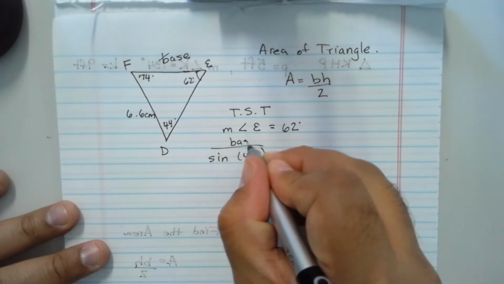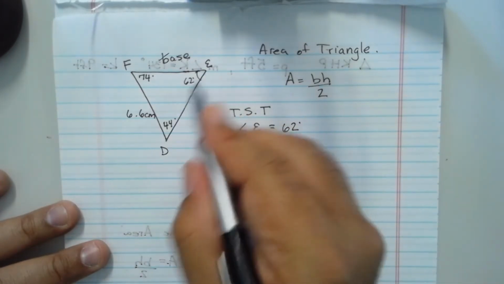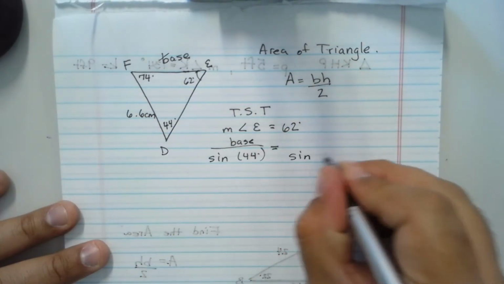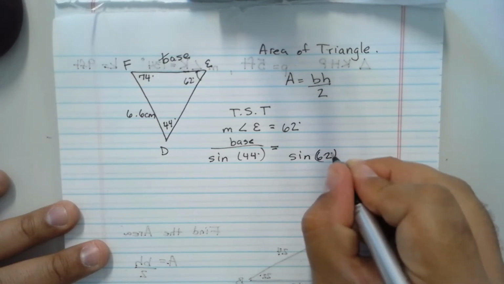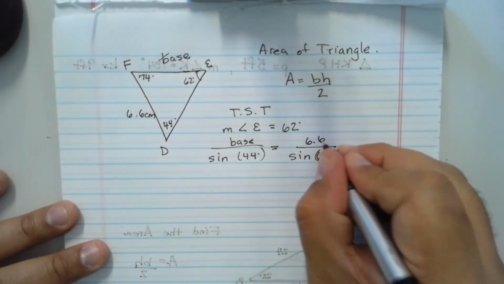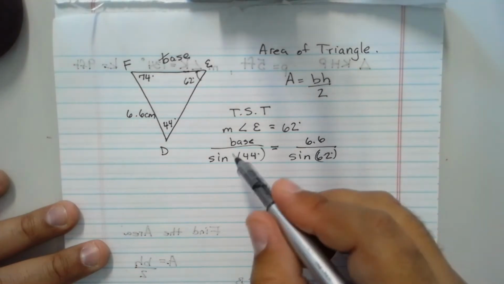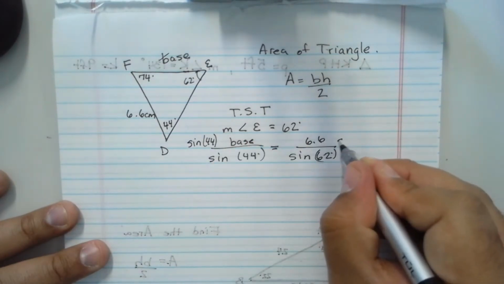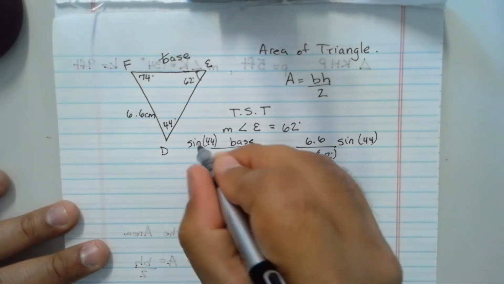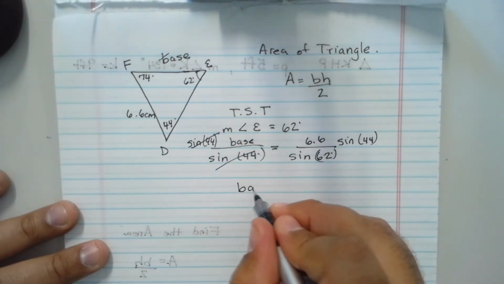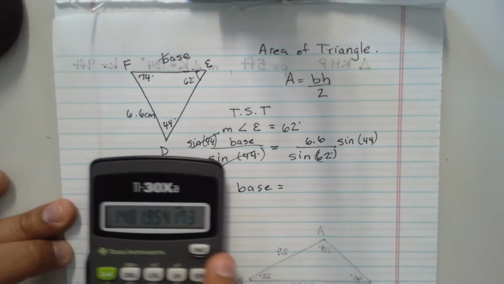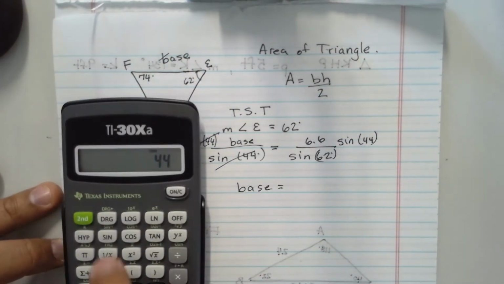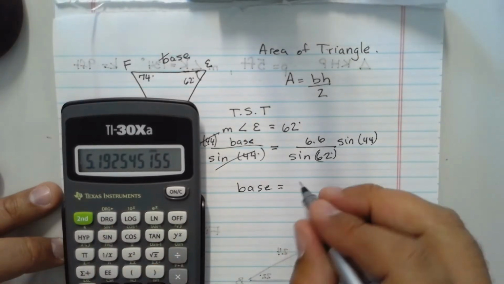Is equal to, we could take this one here, which is sine 62 degrees, and the number that should be on top is 6.6. I just changed the ratios around. Alright, that's all I did. If we're solving for the base, we multiply sine of 44 to both sides. This will cancel out. Base is equal to sine 44 times 6.6 divided by sine 62, and the base is approximately what?